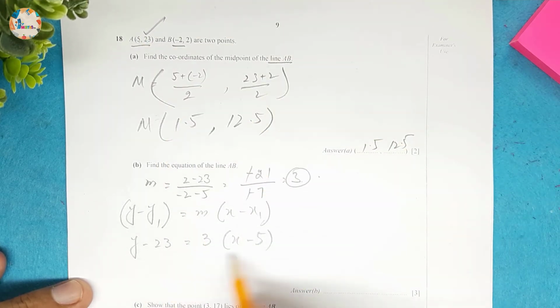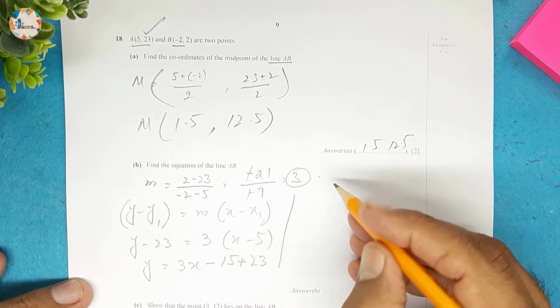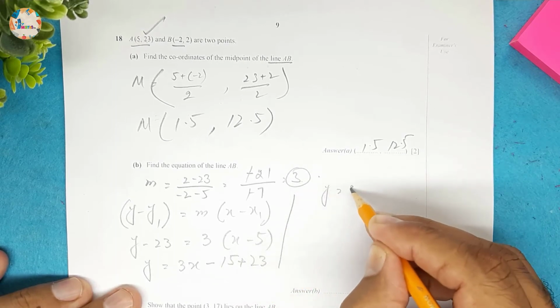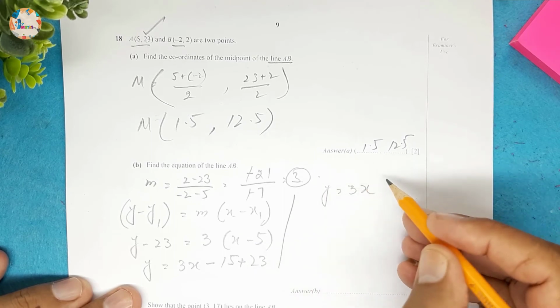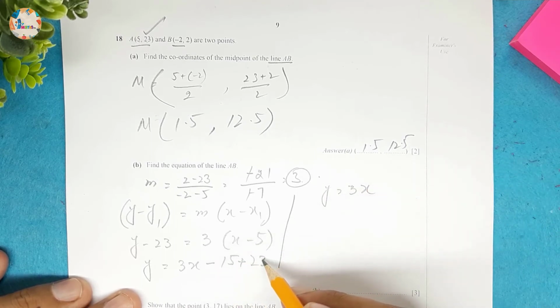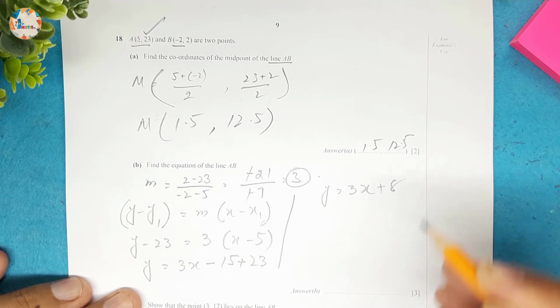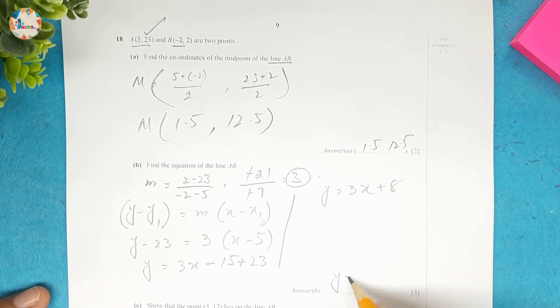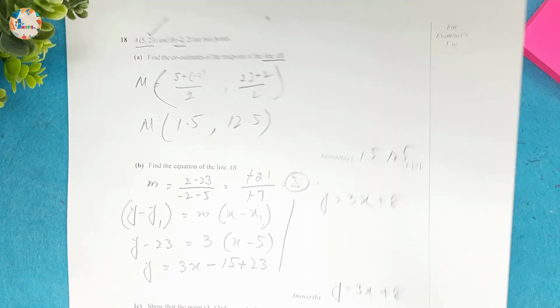So now we will just rearrange. y is equal to 3x minus 15 plus 23, and the final equation will be y is equal to 3x plus 8. This is our final equation: y is equal to 3x plus 8.